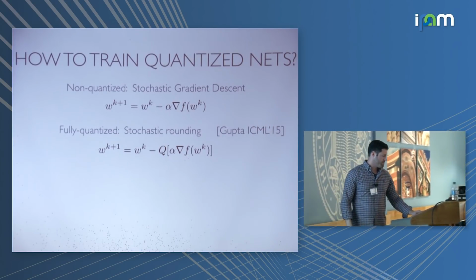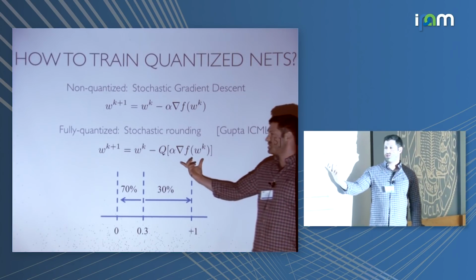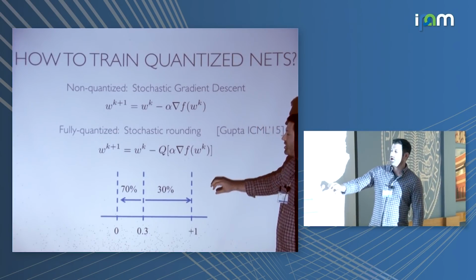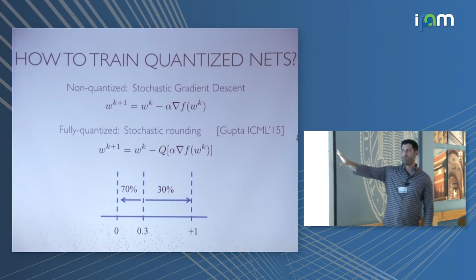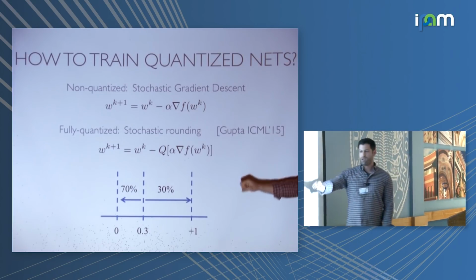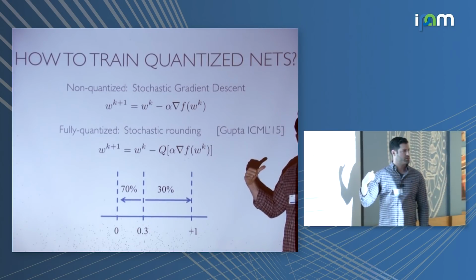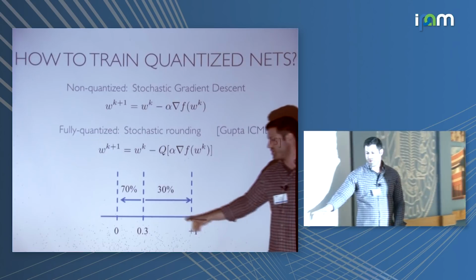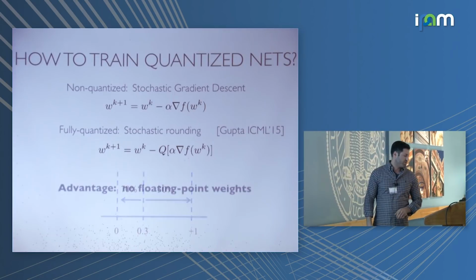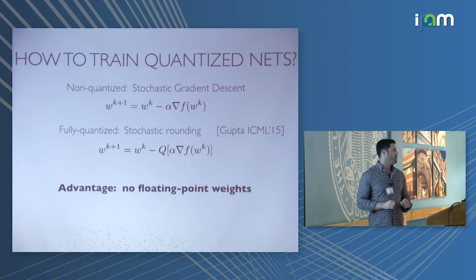But I need to use a smart update. I don't want to just round to the nearest integer because when alpha, the learning rate, gets small, these updates are all going to be less than 0.5 and they'll just get chopped off. They'll get rounded to 0. So we use a smarter method called stochastic rounding. This is a very well-known method in the hardware literature. It was studied in ICML 2015. And the idea is that if your update is 0.3, then you round it down with a 70% chance and you round it up with a 30% chance. And the expected value of the integer you get back is still that 0.3. So that's a much more reasonable way to train. And the advantage of this is that these kind of training methods require no floating point weights. You can train with no floating point arithmetic at all.